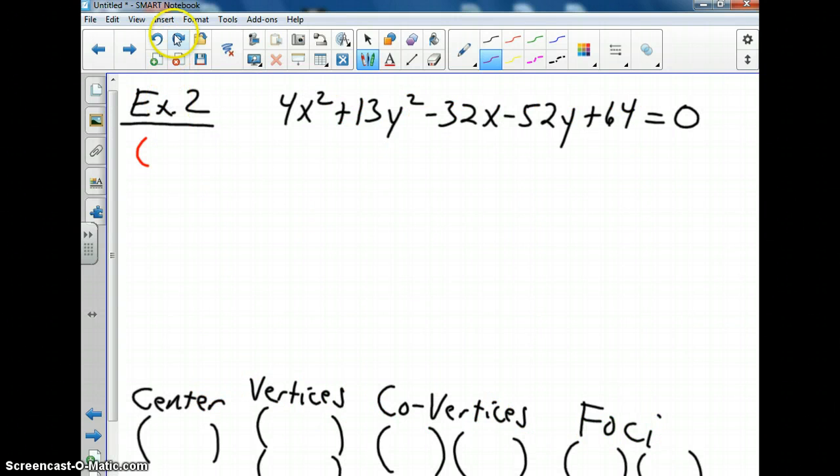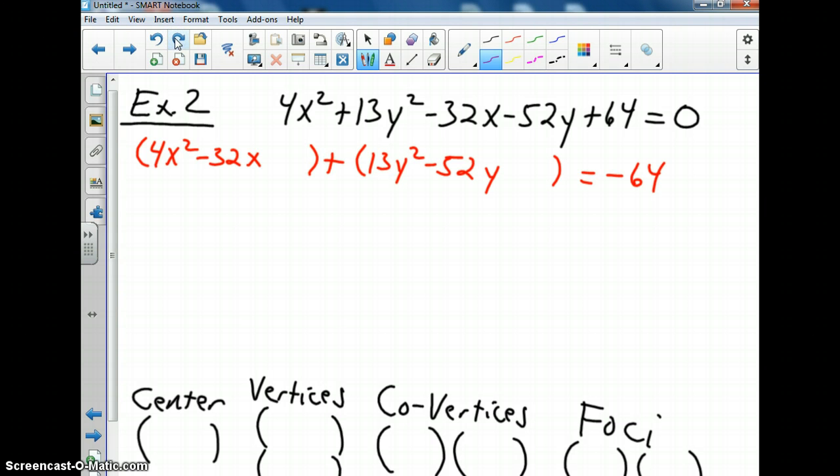Okay, so here we go. So the first step is put x's with x's and y's with y's. Number goes to the other side. Okay, so there's that. All right, so here we go. So here goes the 4 out of the x neighborhood. And here goes the 13 out of the y neighborhood.